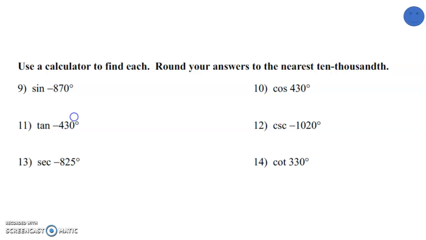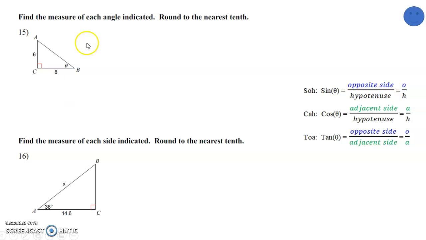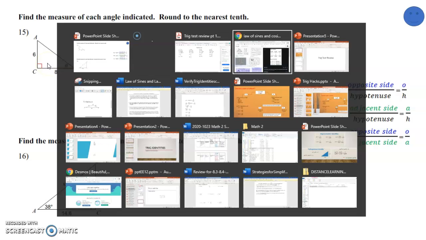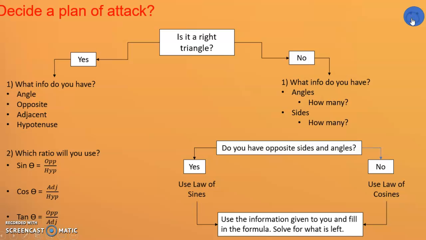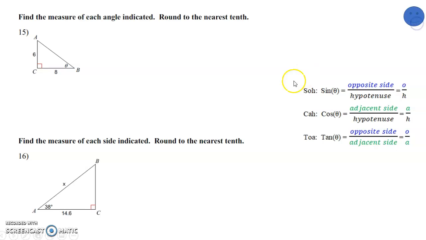Okay, for the next one, we need the measure of each angle, rounded. So first of all, is it a right triangle? Absolutely, because remember we're going to go back and say, is it a right triangle? Yes, it is. So use what you have. I know that this is the angle I'm looking for. So it's going to be 6 over 8. We got 6 and 8. I'm going to have to do this on another video. I'll be back.